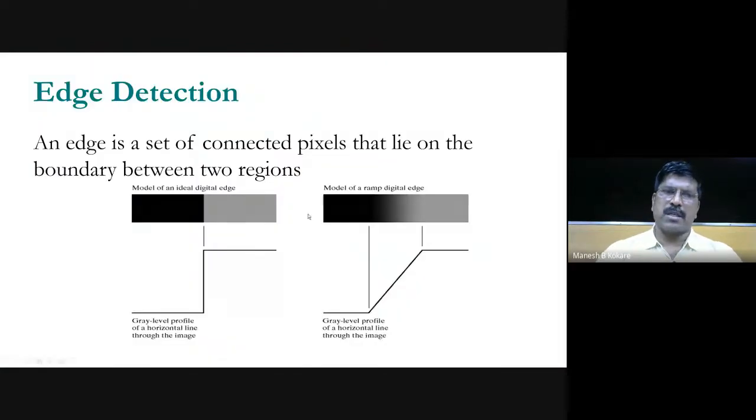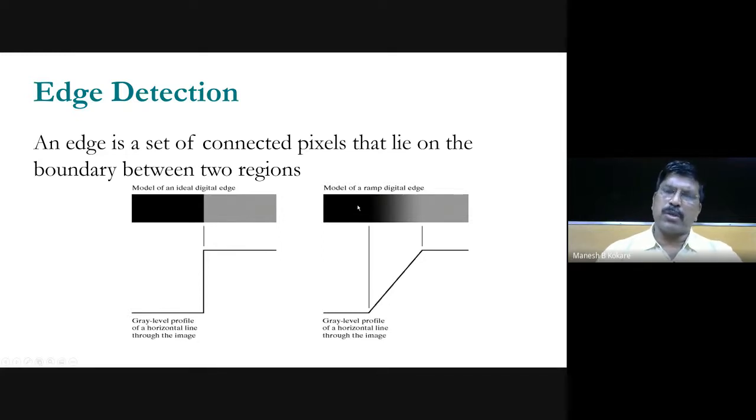So you know that an edge is a set of connected pixels that lie on the border. It is a set of connected pixels which lie on the border between two regions. So this is one region and this is another region. This is the set of connected pixels that lie on the boundary. And this very simple edge, if you plot the gray level profile of this edge, it will be just like a step kind of function. And then detecting this one is really easy.